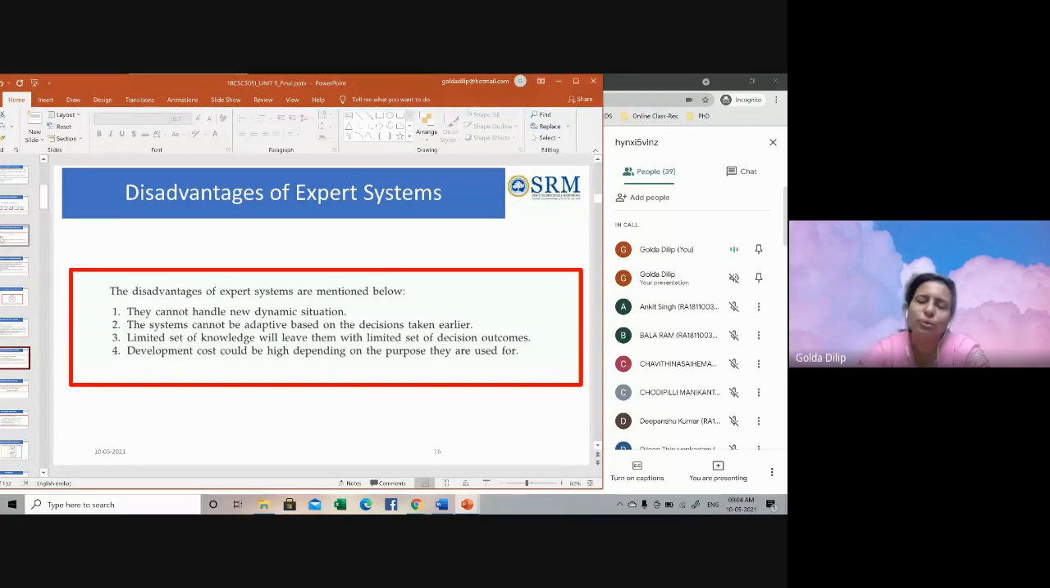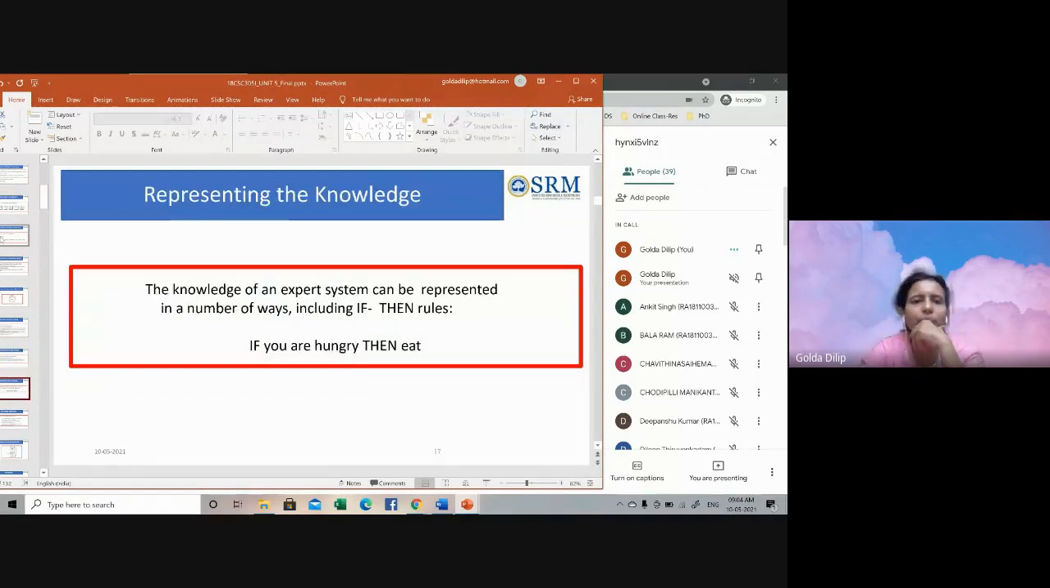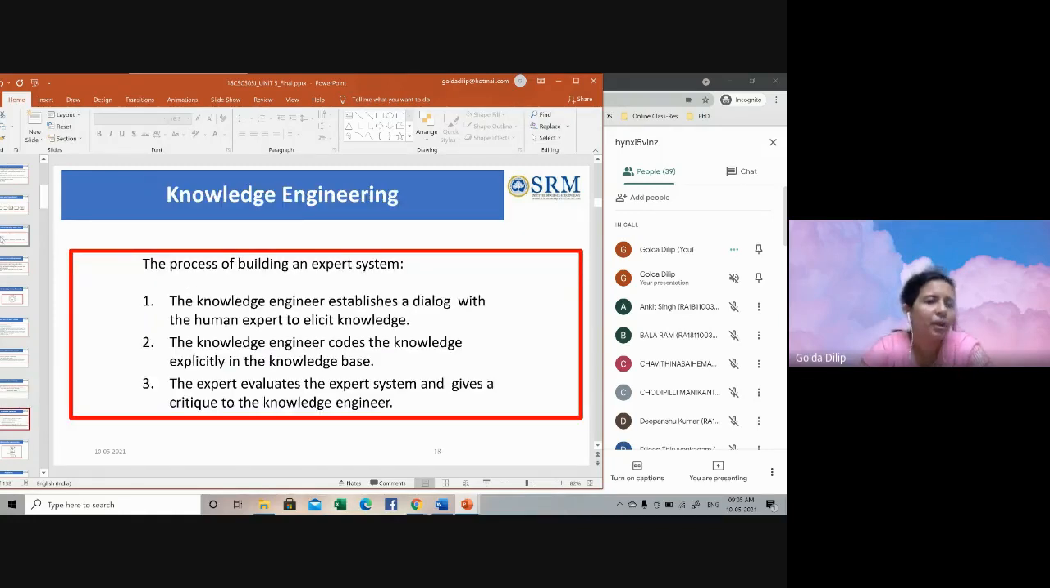So today we'll move on to how to represent the knowledge. The knowledge in an expert system can be represented in the form of rules. The simplest is if-then rules. So if you are hungry, then eat.